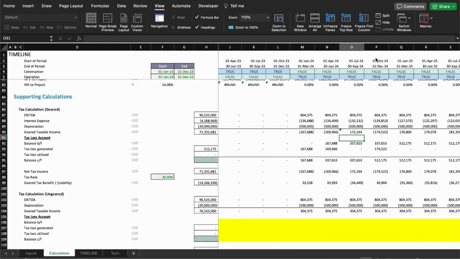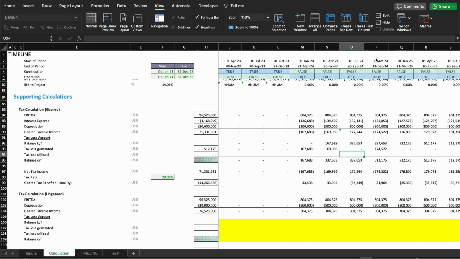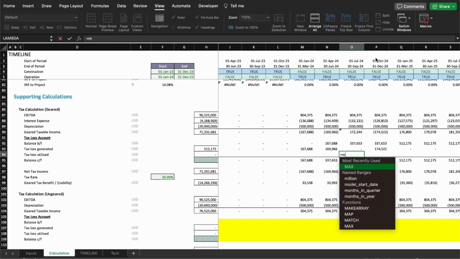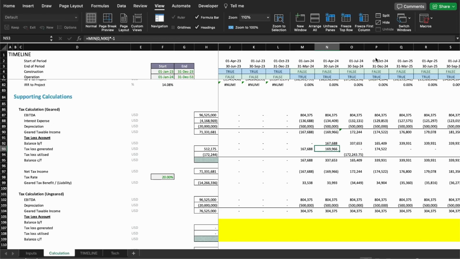So let's go back. What I want to do now is set up this tax loss utilized here. So when are we going to utilize this tax loss? Whenever we have a positive geared taxable income, and we have some sort of accumulated tax loss, right? Because we can only use it when we have accumulated. So this is a case here. We have positive taxable income and we have accumulated tax loss. So what we're going to use is the minimum of this number here and this number here, correct? I think so. And then I'm going to multiply by -1 here.